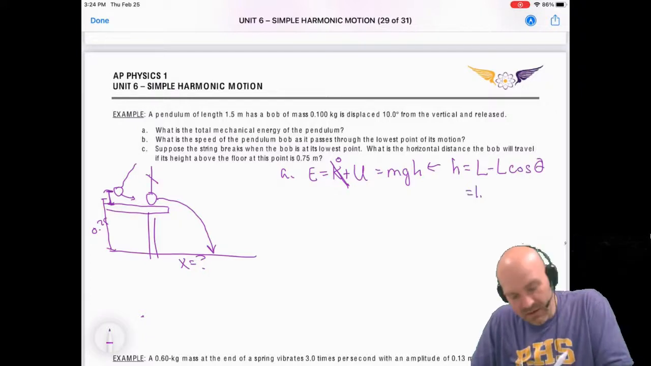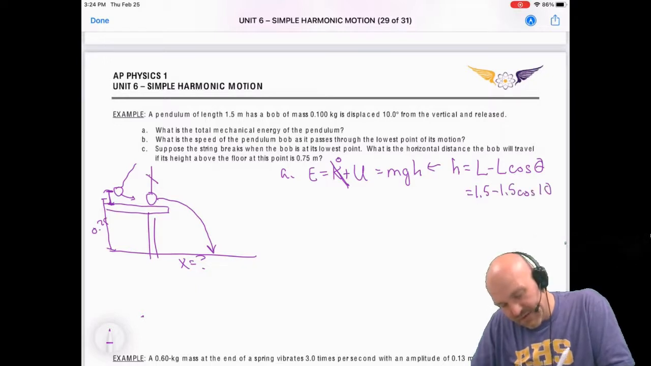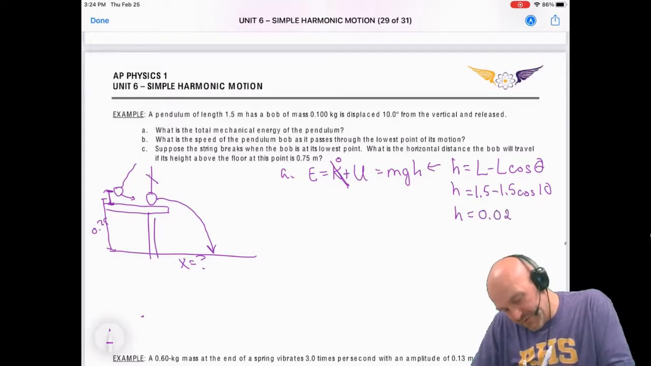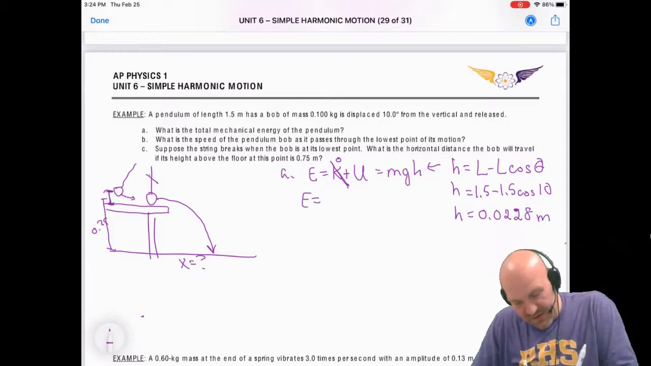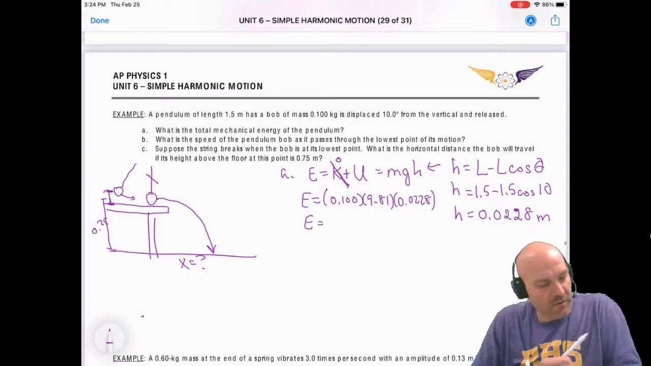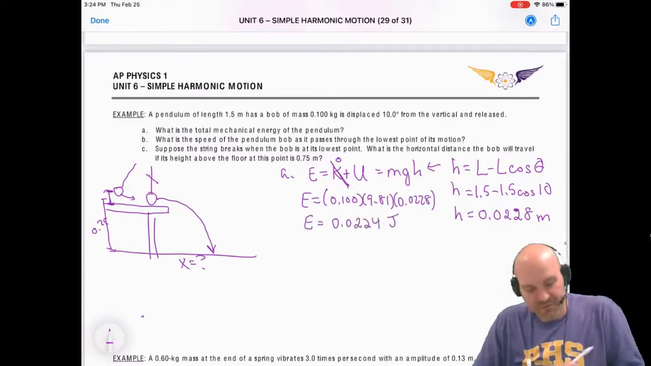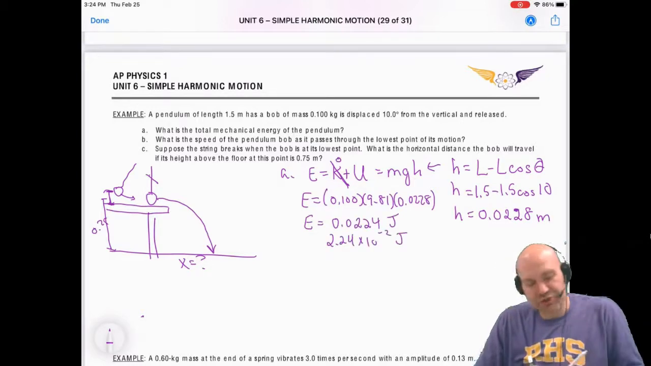So we're going to do 1.5 minus 1.5 cosine 10 degrees, and so this gives us a height of 0.0228 meters. And so now I can just plug that in. So 0.100 kilograms, 9.81 for g, and now my height that I calculated by using that formula. So the total energy of the system is going to be 0.224 joules, or you can write it as 2.24 times 10 to the negative 2 joules.